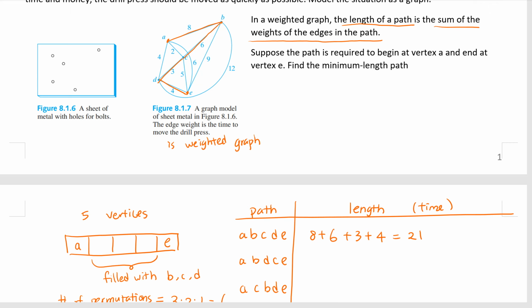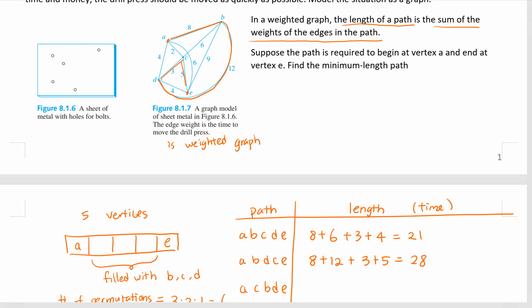Let's continue. A, B, D, C, E. Let me erase the picture now. AB is 8. BD is 12. Then DC is 3, and CE is 5. So 8 plus 12 is 20, and 20 plus 8 is 28.